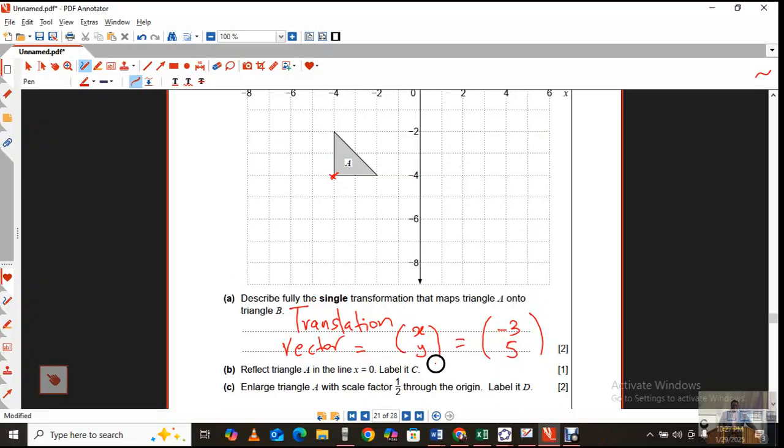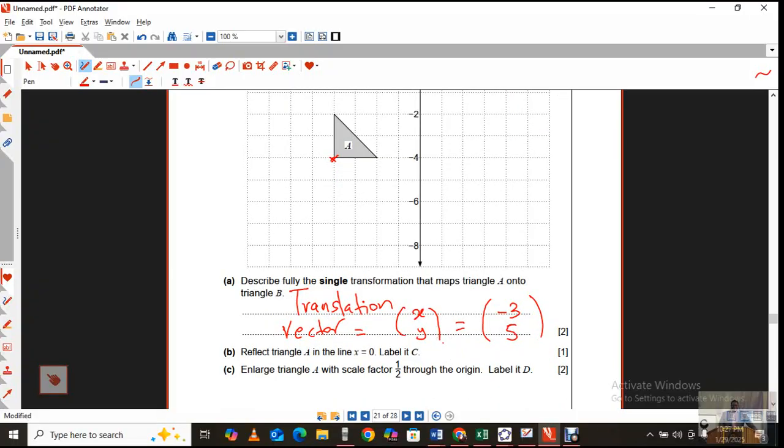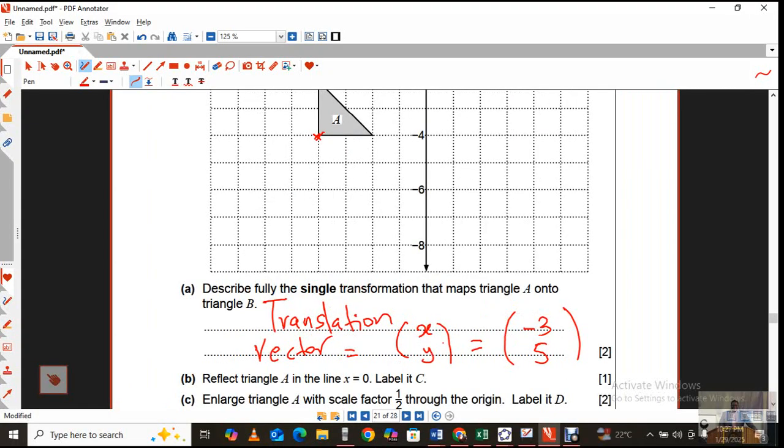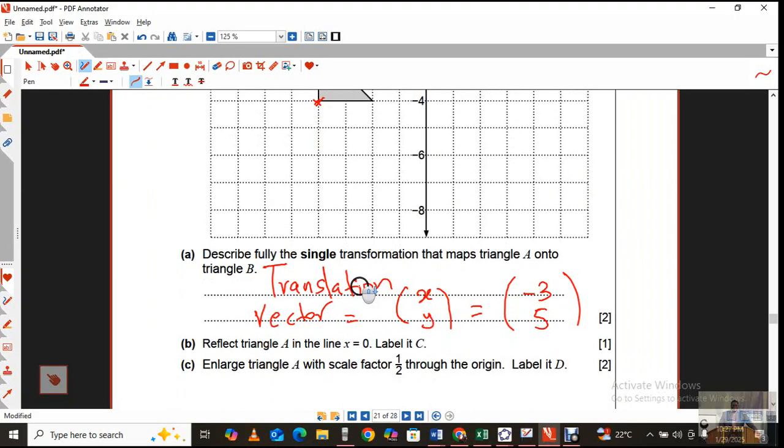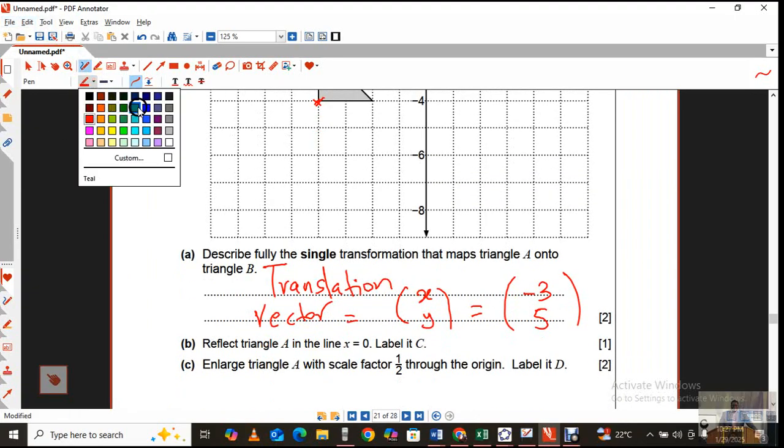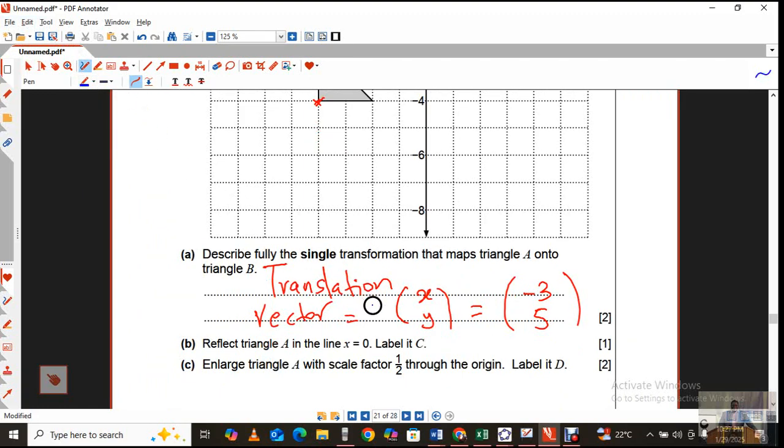Now they say, reflect triangle A in the line x equals to 0. And here is the most important thing that you must know. The line x equals to 0, wherever x is 0, it will always be on the y-axis. On the y-axis, any point on the y-axis, x will always equal to 0. So this is the same as the y-axis. So that is our line of symmetry.